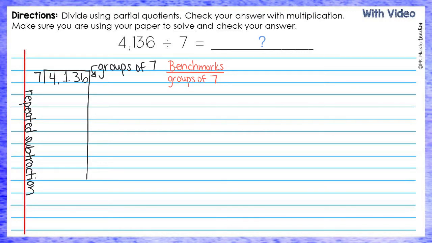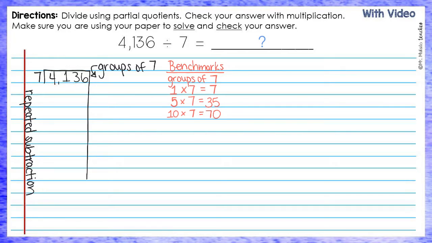Let's begin with one group of 7. One group of, when we see multiplication, we can think about groups of. One group of 7 is 7 total. Then let's try 5 groups, because 5 is an easy number for us to multiply by. 5 groups of 7 would be 35. Then let's try 10, because 10 is an easy number to multiply by. 10 groups of 7 would be 70. So now we're up to 70.